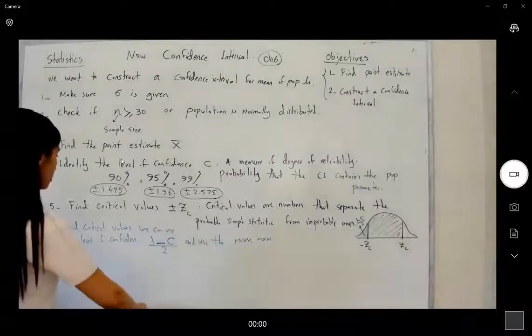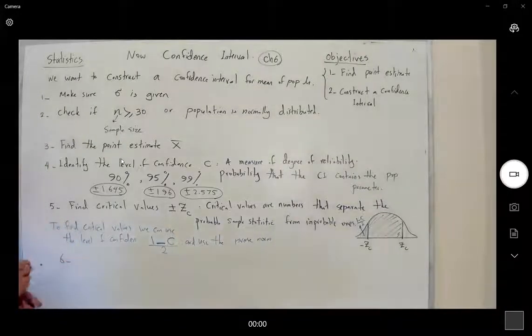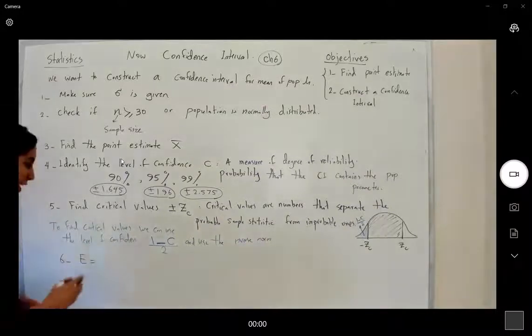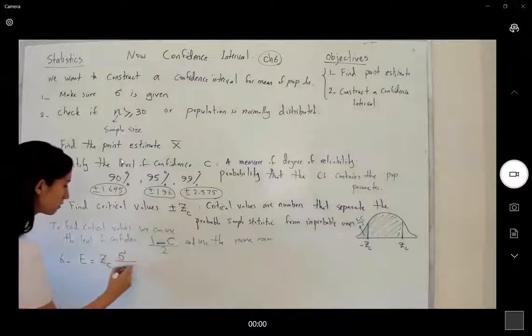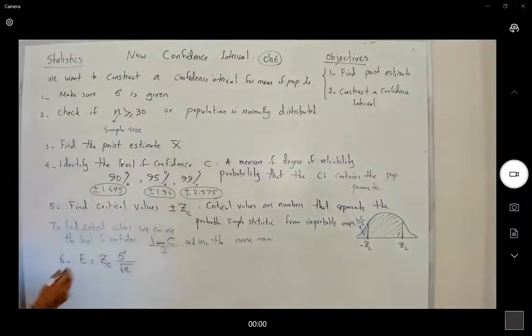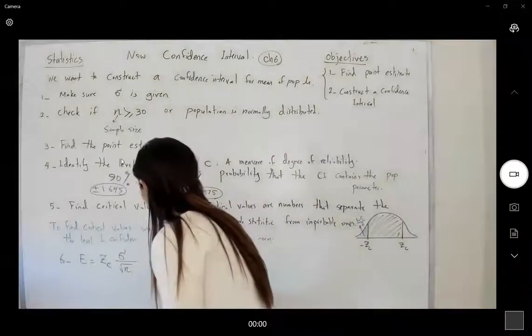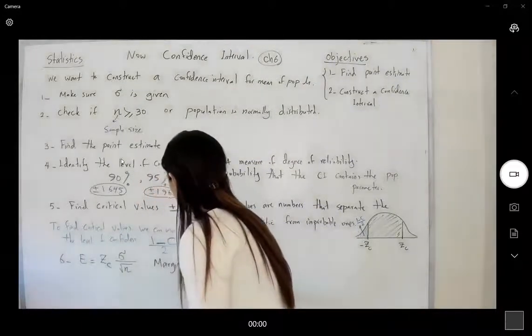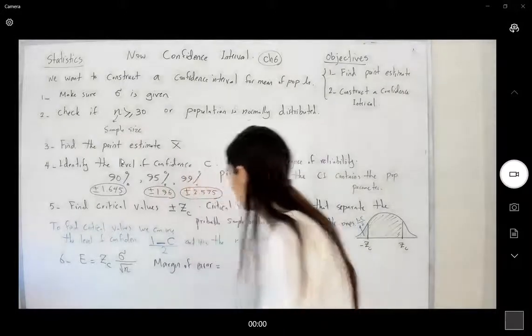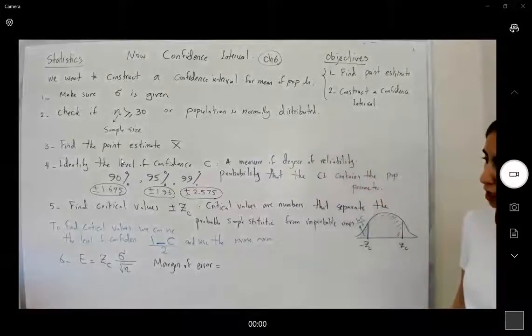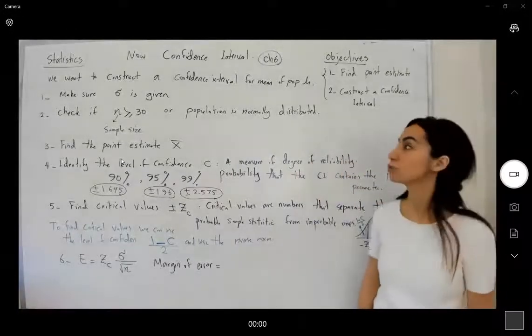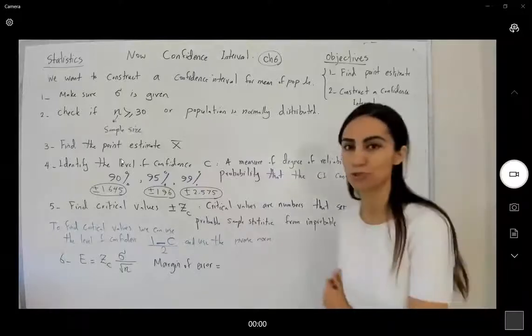After finding the critical values, in the next step, step 6, we need to find the margin of error. Margin of error is defined as Zc, the positive critical value, times sigma divided by square root of n. So this is called the margin of error. As we mentioned, it is going to be the largest distance between the point estimate and your population parameter that you're trying to estimate.